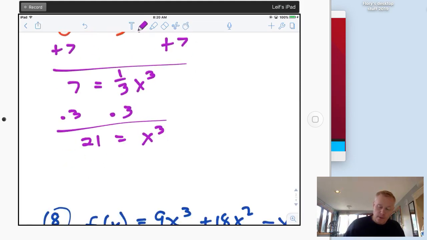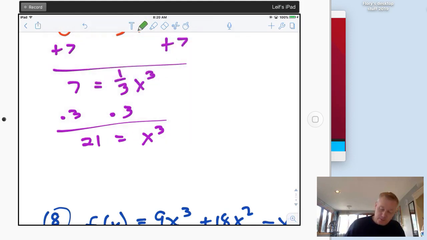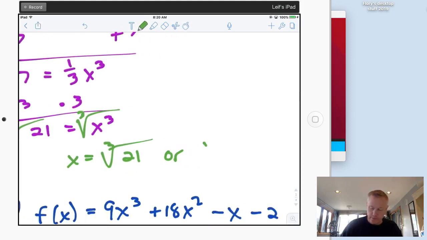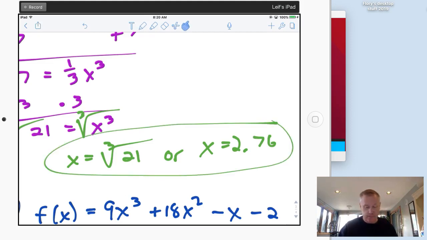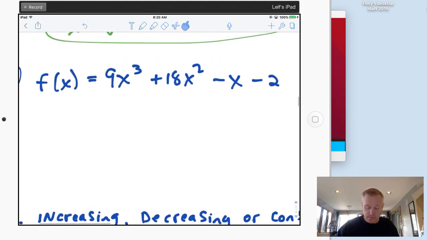So next I take the third root of both sides, which is the opposite of the third power. So I got x equals the third root of 21, or if you punch that into your calculator, the third root of 21 is 2.76 or something. So it is what it is. Okay. All right, next. I got this one.